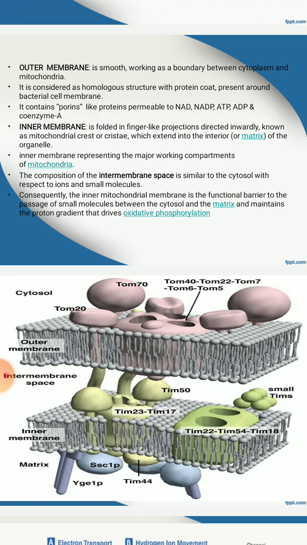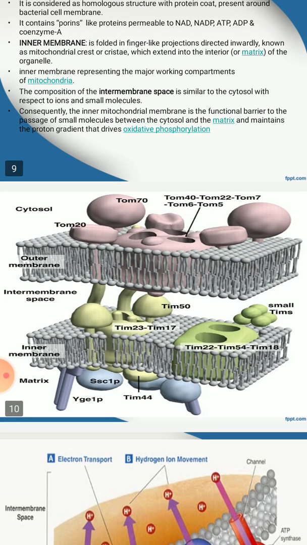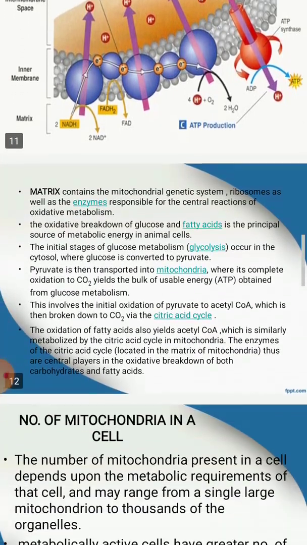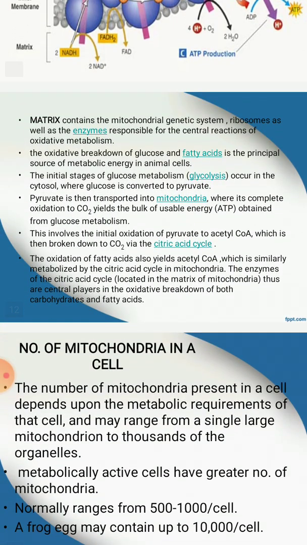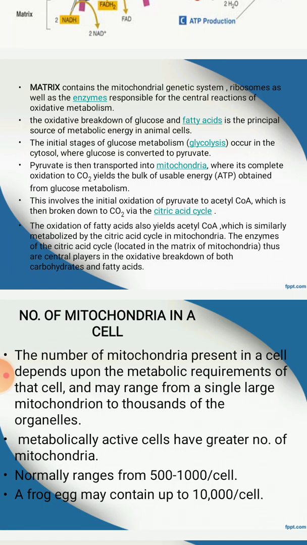The composition of the intermembrane space is similar to the cytosol with respect to ions and small molecules. Consequently, the inner mitochondrial membrane is the functional barrier to the passage of small molecules between the cytosol and the matrix, and maintains the proton gradient that drives oxidative phosphorylation. Matrix contains the mitochondrial genetic system, ribosomes, as well as the enzymes responsible for the central reactions of oxidative metabolism.